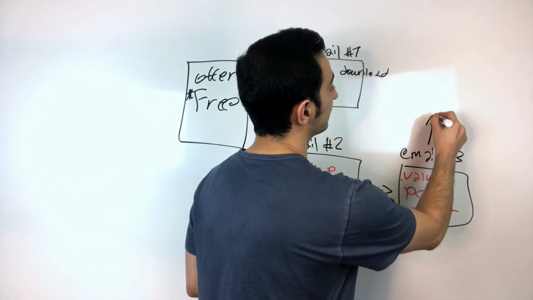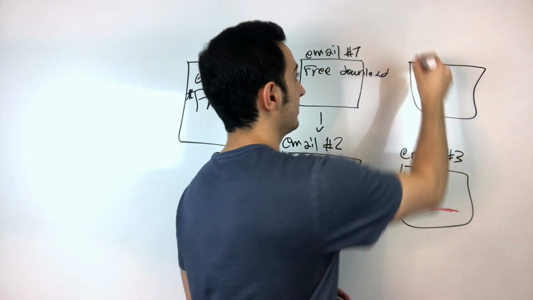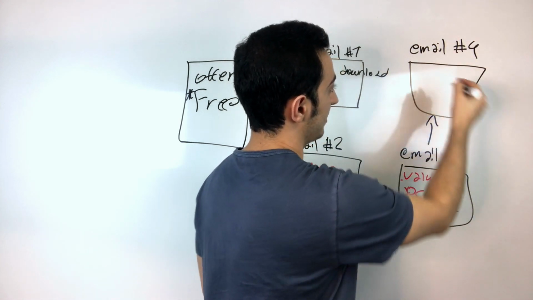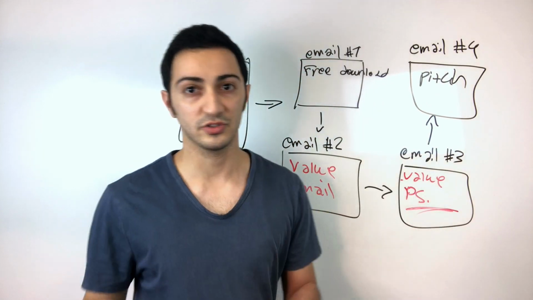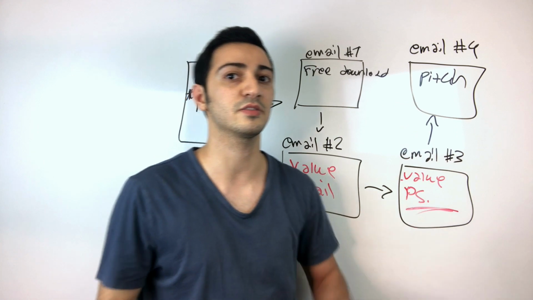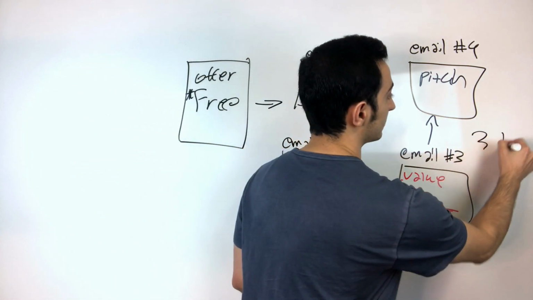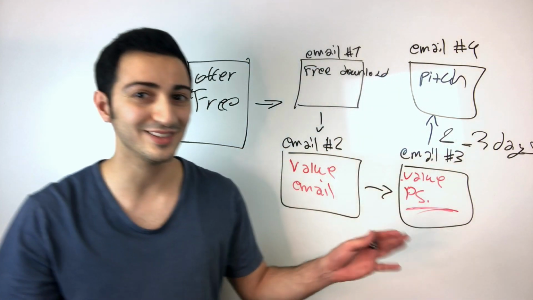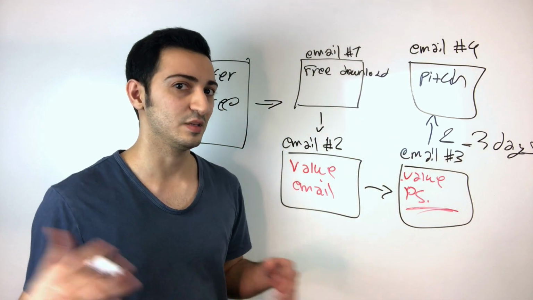Email number 4 is going to be your first actual direct pitch. Okay, so this is going to be email number 4, and this is going to be pitch. So basically what you do is you just start selling the product. Say, hey, remember that product I was talking about? Now the timeline on this is really important too. So what I usually do is that I usually wait 2 to 3 days. It depends on the product.